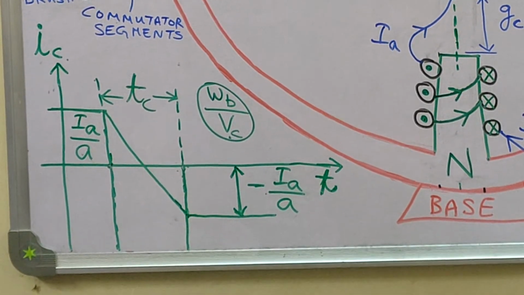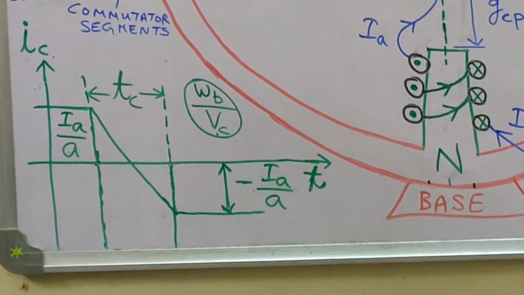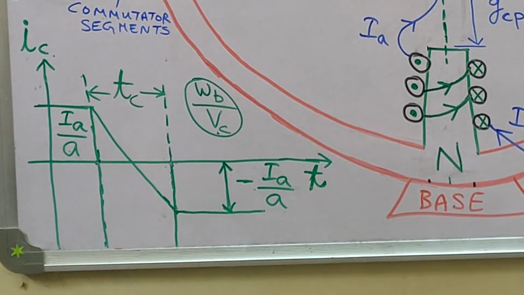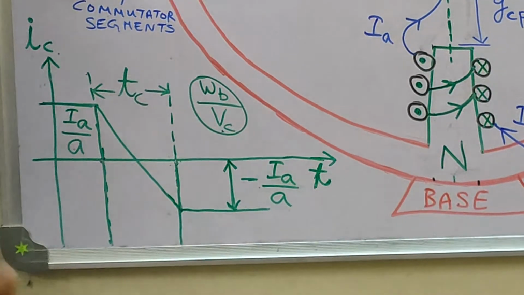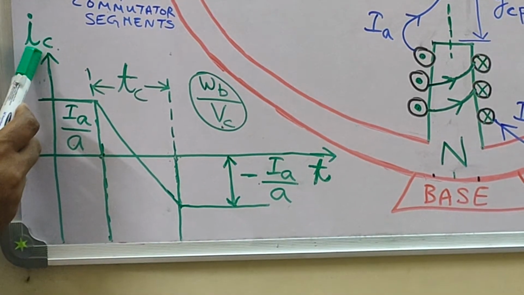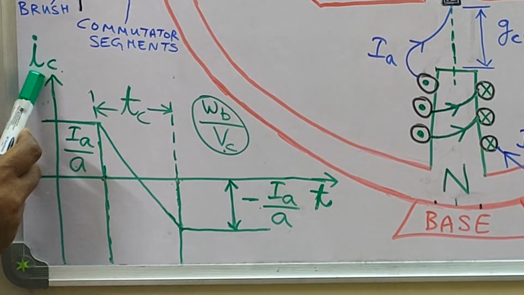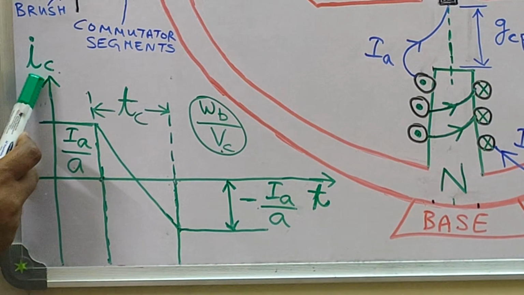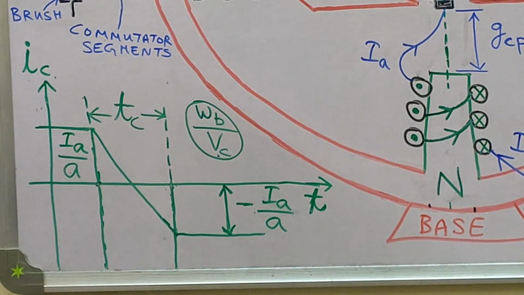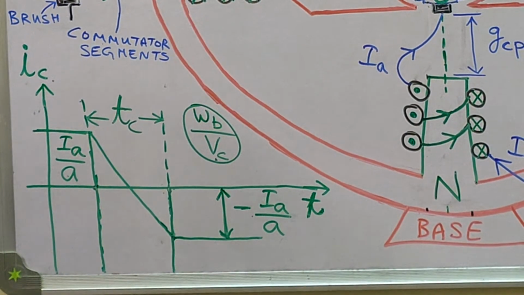Of course, in each parallel path you will have some armature coils connected in series. So obviously the current carried by each armature coil will be equal to IA by a. So IC is the current carried by a particular coil, and it is given as IA by a, because IA by a is the current carried by each coil or each conductor, as IA by a stands for the current through each parallel path.